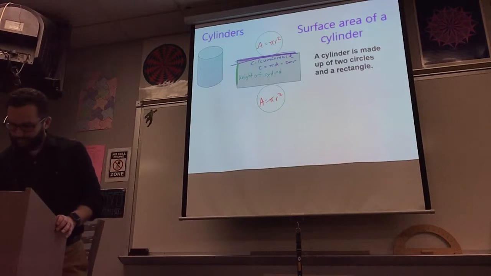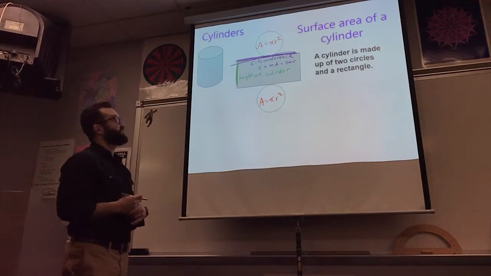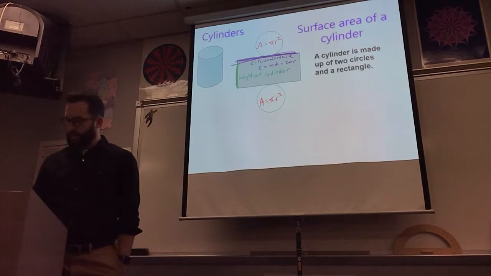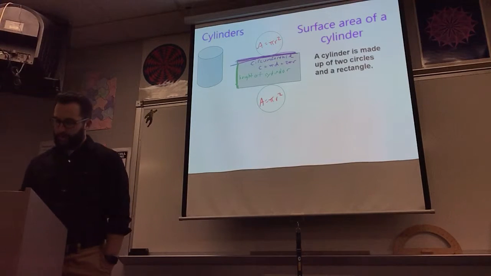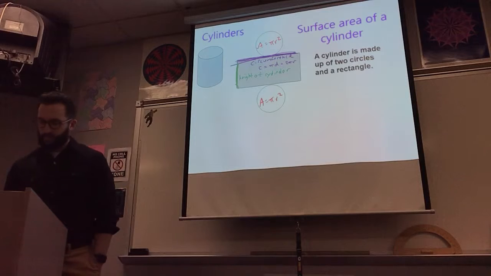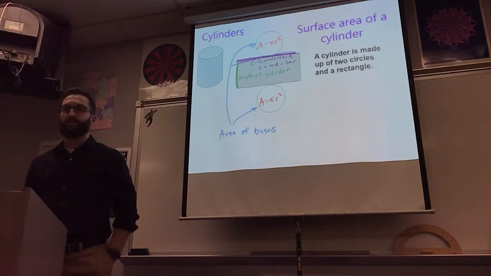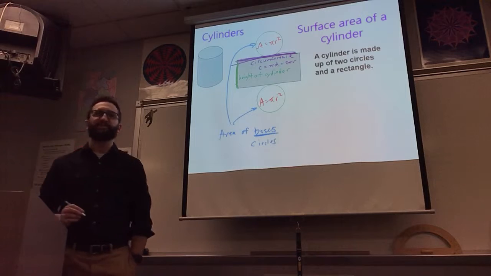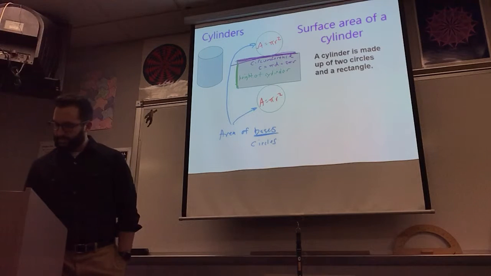So let's come up with an equation for this, because I think it's nice to come up with an equation. What we've got is the area of the bases, right? You've got this, and you've got that. That's the area of the bases. In a cylinder, what are those called? They're called circles, exactly. Don't overthink it. The area of the bases.